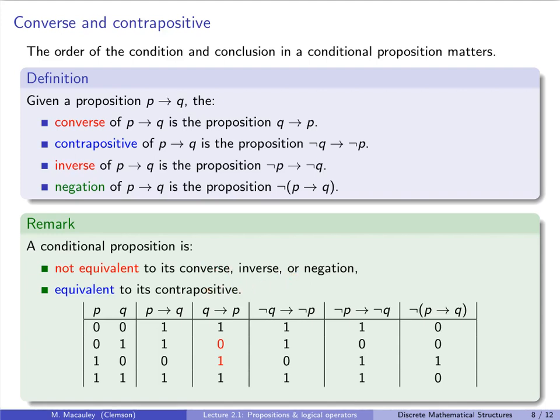Let's go through these one by one. So first of all, P implies Q. That is the original statement. We know that that is not P or Q.